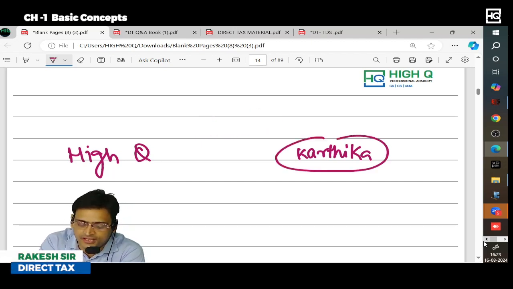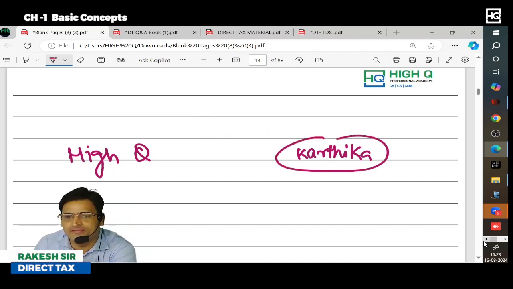Kartika is working in IQ. I could have given my example. You think I have some ego problem? Absolutely not. I have not given because legally it would have been wrong, because I fall under 194J. So when I teach you 194J, that concept will come.